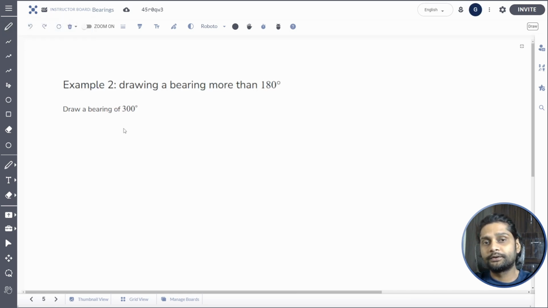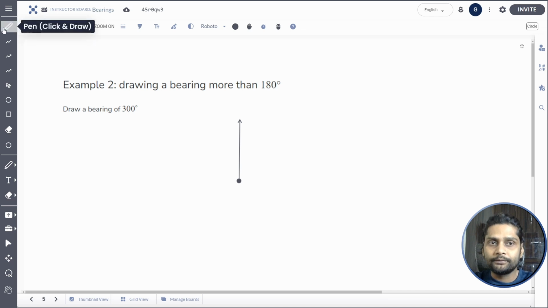We have to draw a bearing of 300 degrees. In the same manner, students, we are not given any specific situation, so we simply consider a reference point. On the reference point only, I have to consider a north line. Now students, we need to consider another point which has to be at an angle of 300 degrees from this north line in the clockwise direction.